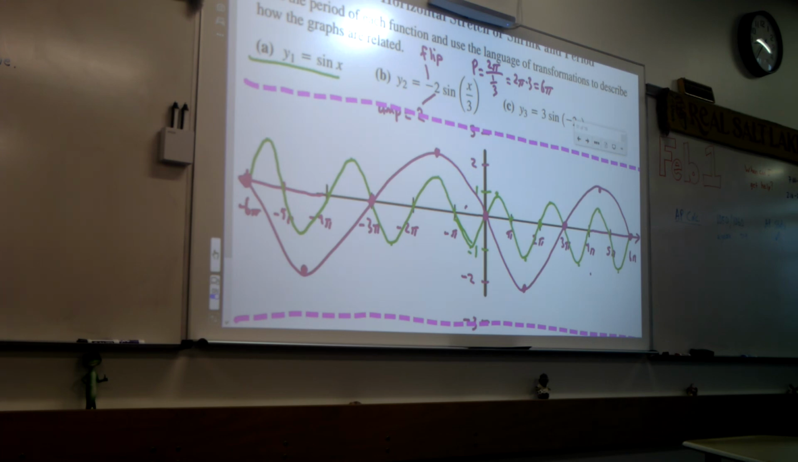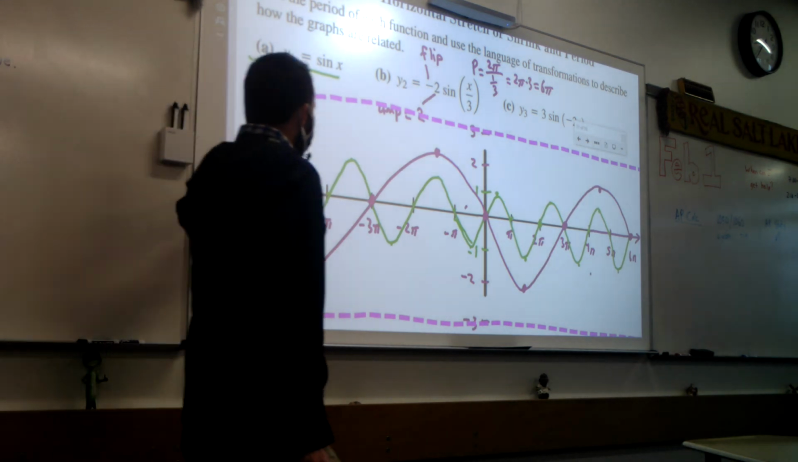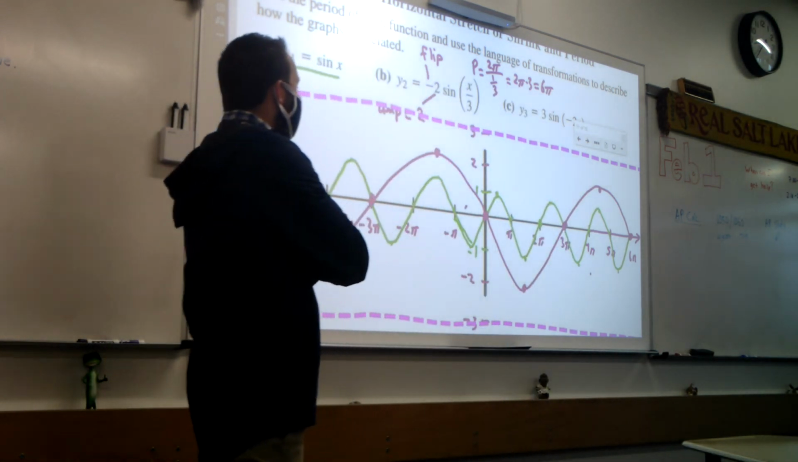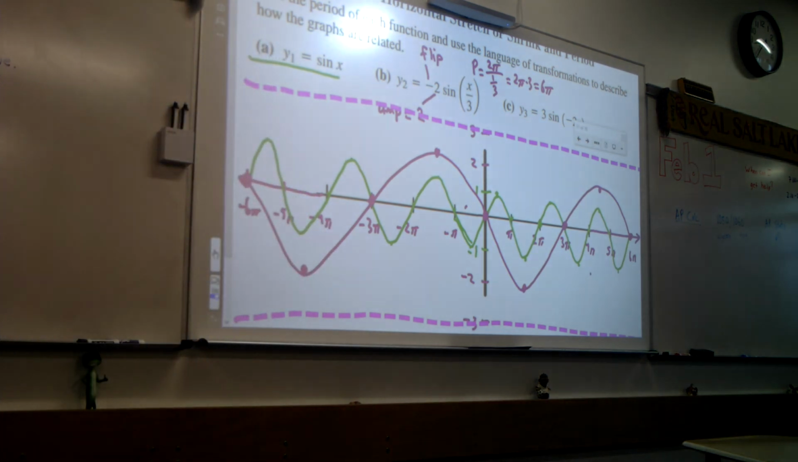Okay, I want you, after you've graphed that, to pause and turn to your neighbor, and I want you to compare the green sine graph to this transformed one. How is the transformed one different, and why is it different? What made it different? Go.